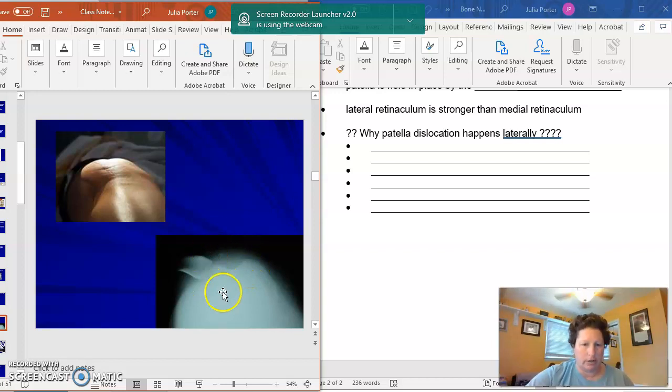So you can see here in the x-ray, here's the patella, here's the trochlear groove. So this is what it looks like on a body. So this is a leg, and then this is the patella dislocated. The way it's put back into place is you put your hand on the side of it and you slide it back over.